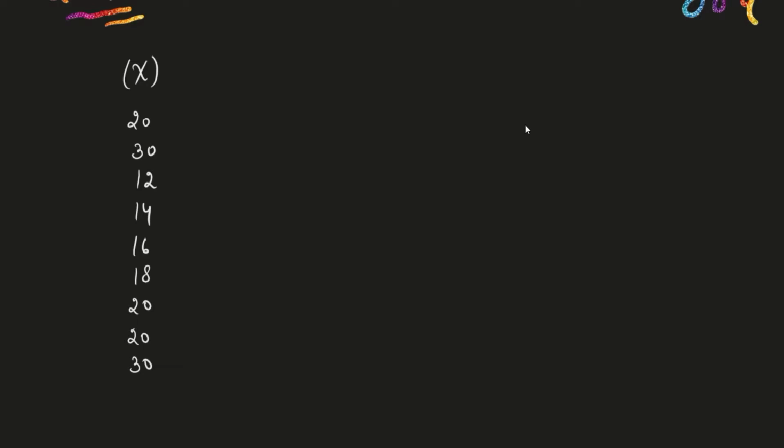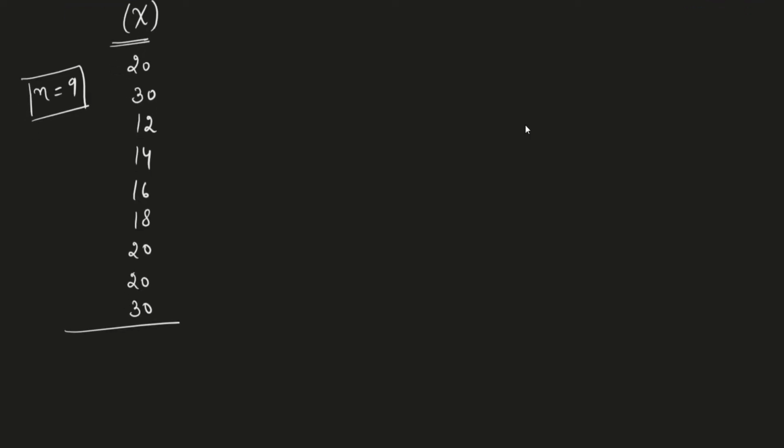Now if you talk about the number of terms in the data x, that is how many terms are there in the data x. So if you count, there are total 9 terms in your data, right? So total number of terms in the data is 9. Now what we have to do, we have to do the summation of x, right? So summation of x means that we have to add all these digits, that is 20 plus 30 plus 12 and so on. So if you add all these digits, it will come around 180, right? So summation of x is 180.